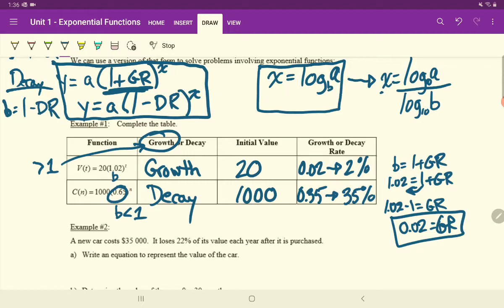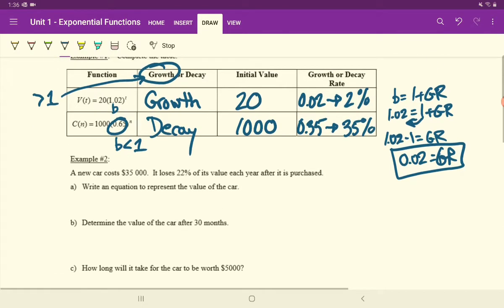Okay. So let's begin, now that we kind of understand the concept of growth and decay and how to get information from that, let's actually start a word problem. Okay? So a new car costs $35,000. It loses 22% of its value each year after it is purchased. Write an equation to represent the value of the car.